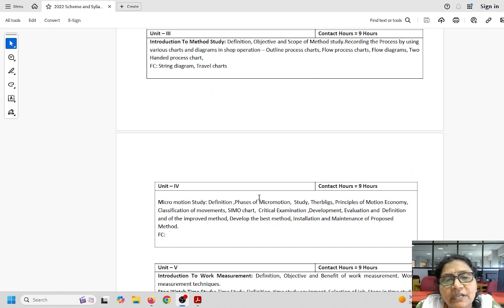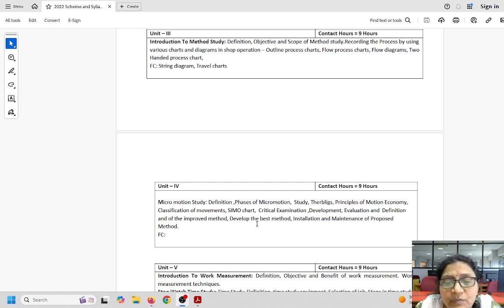Then comes the micro motion analysis, which is part of method study. So here we are going to focus on micro movements. In the method study, we are going to assess the macro motions. Macro motion is the movement, but that movement can be divided into small micro movements in micro motion study, and some of the movements can be avoided or reduced, so that the total effective time required, or total effective labor or wastage of any type of resources can be minimized. That is micro motion study.